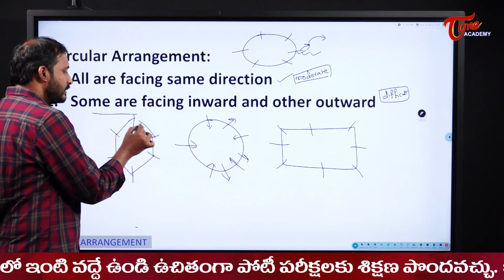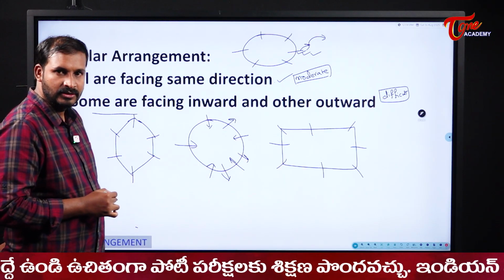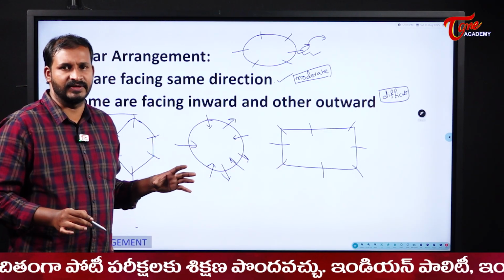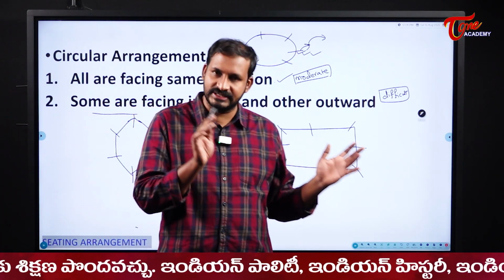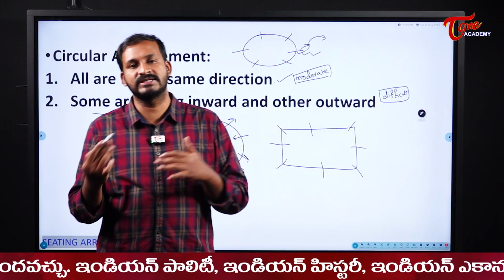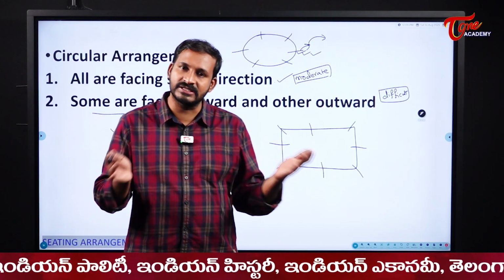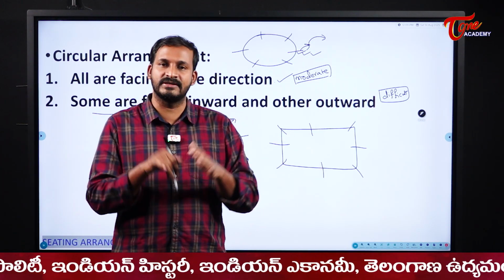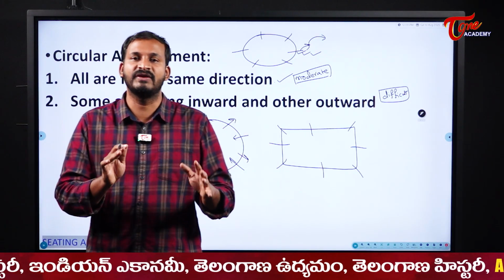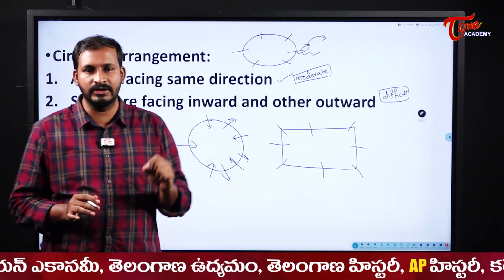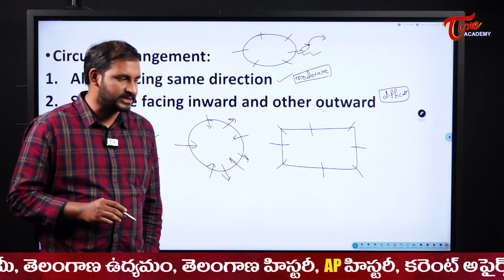Like this, they may give us the questions. For any closed surface, we will judge the difficulty level by checking whether they are facing the same direction, or some are facing inward and some are facing outward. If all face outward, it is a simple one. If all face inward, it is also a simple one. But some facing inward and some facing outward is a difficult one, students. So, based on that, we are going to solve our problems on that assessment.